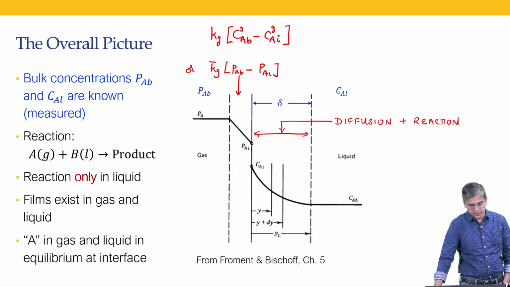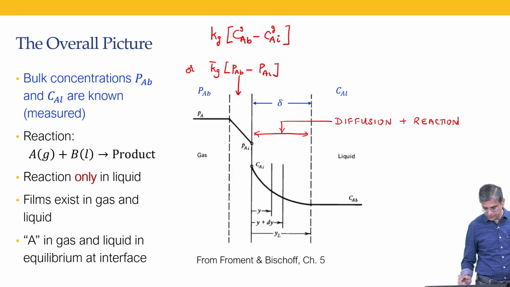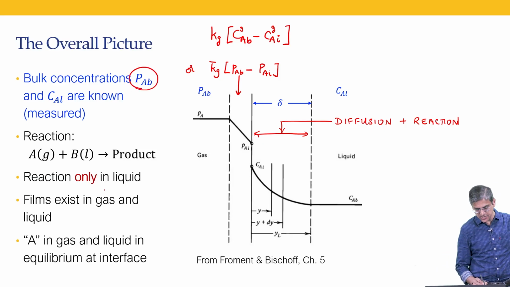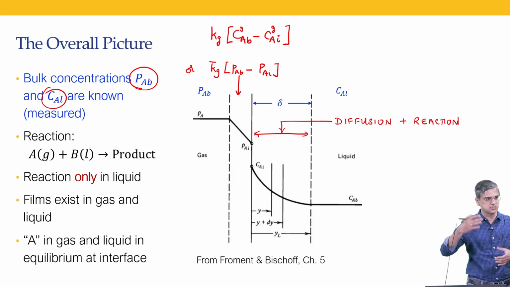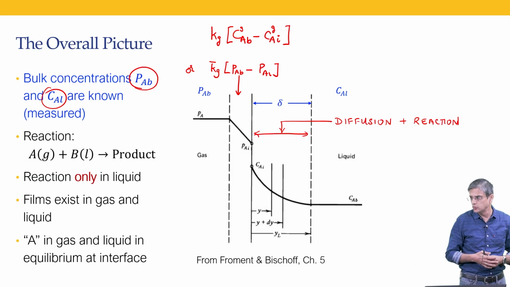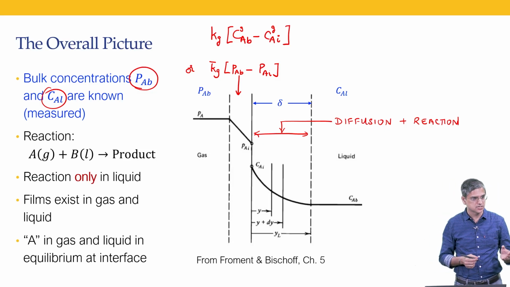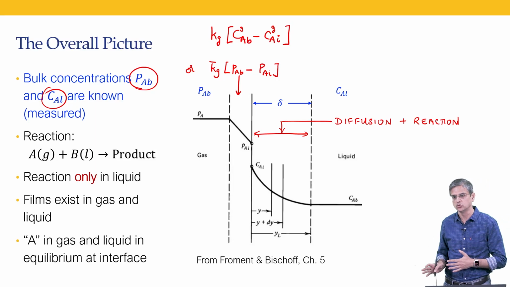Okay. Now, as I had said, we will assume that PAB and CAL are somehow measured or known. You do not have to solve for them. What that means is, let us say this is taking place in a column reactor, if it is a flow reactor, or in a batch reactor. We should be able to sample the liquid and the gas and measure the concentration in the gas phase or the liquid phase. So, those values are measured or known.